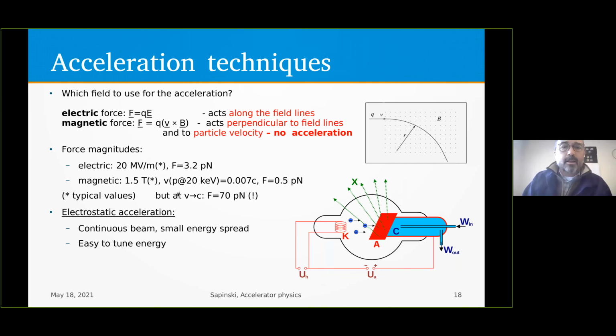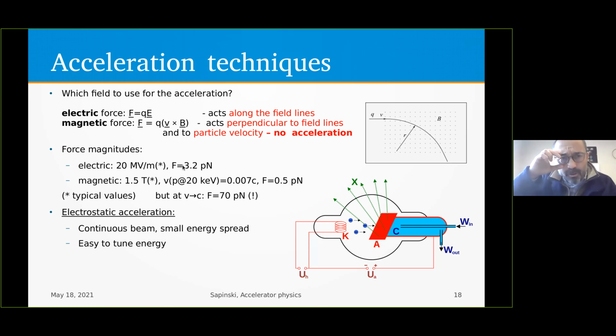However, what is maybe very interesting is the magnitude of the force. At an electric field that we have in modern accelerators, let's say 20 megavolt per meter, an elementary charge feels a force of 3.2 piconewton. Very small, but okay, it's an elementary particle, very light. The magnetic force on 20 keV protons, with a typical magnetic field of 1.5 Tesla, is only about half a piconewton. So it's even smaller than the electric force.